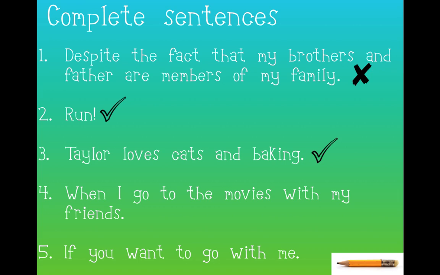Number 4: "When I go to the movies with my friends." That is a fragment. It is not a complete thought. We don't know what happens when this person goes to the movies with his or her friends. Okay, last one: "If you want to go with me." That is a fragment. It is not a complete thought. We don't know what will happen or what this person has to do if he or she wants to go with this other person. So it is a fragment.